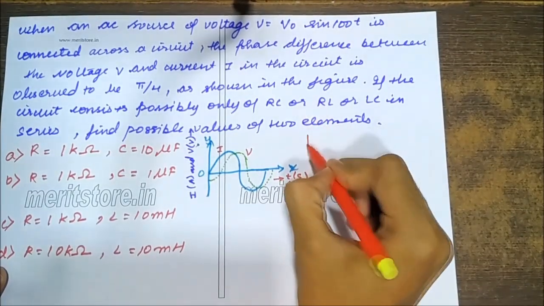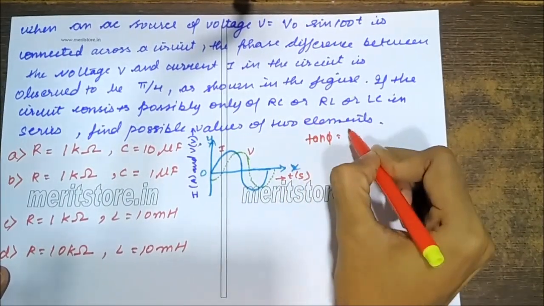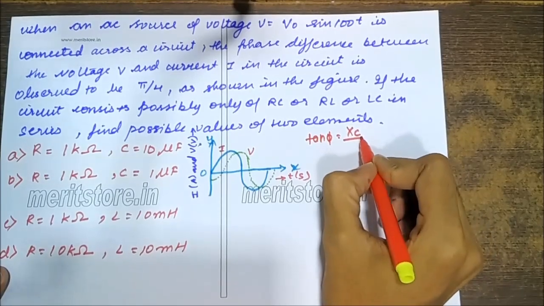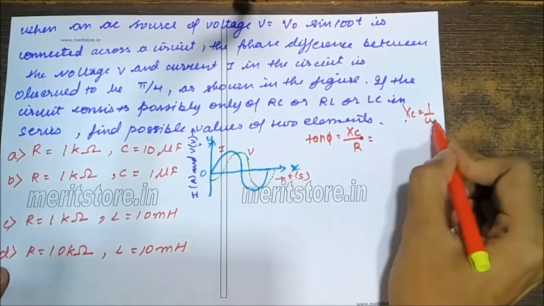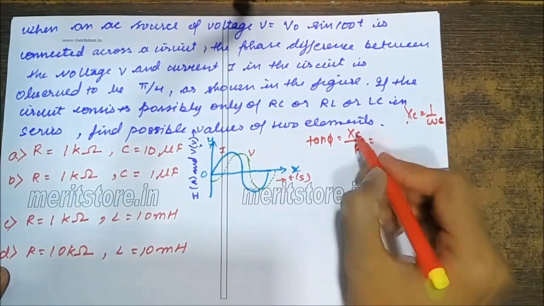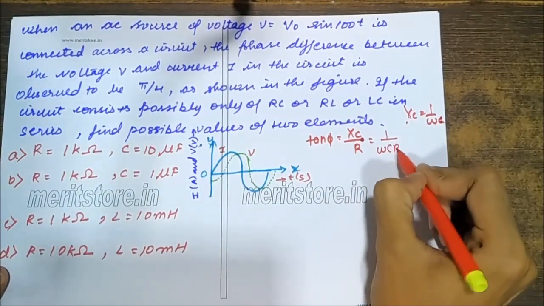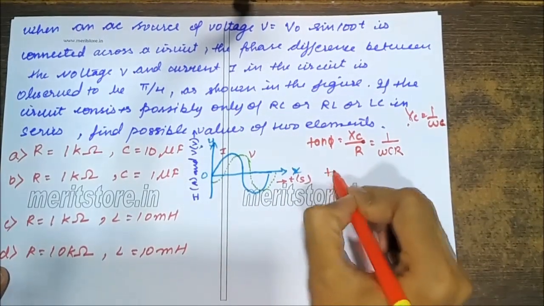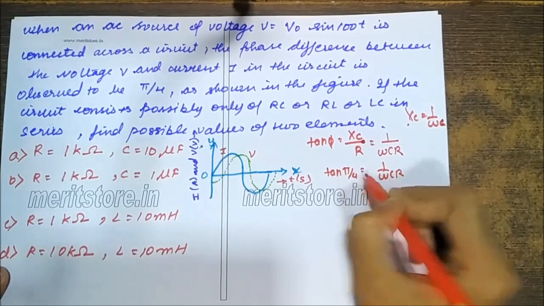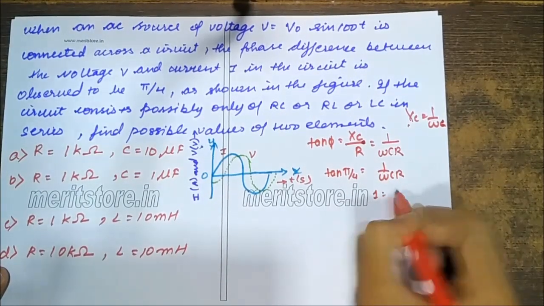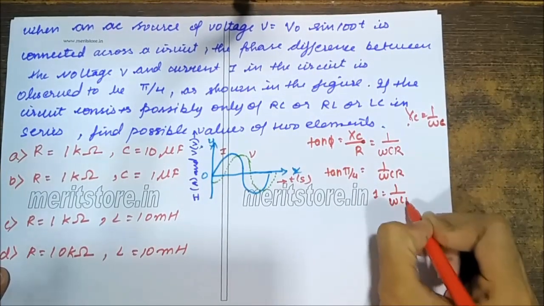So we have tan phi equals the capacitive reactance XC upon R, where XC equals 1 upon omega C. Therefore the equation becomes 1 upon omega C R. And tan phi, for phi equal to pi by 4, equals 1. So we have 1 equals 1 upon omega C R.